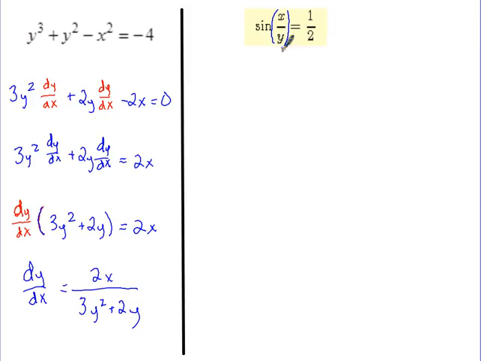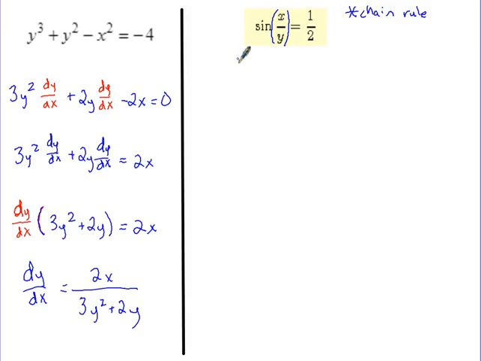I do want you to notice, though, this is technically two functions. I have a function on the outside, which is sine, and a function on the inside, which is x over y. So this is actually going to be a chain rule. I'm going to take the derivative of the outside with the regular inside, then times the derivative of the inside. So notice, my dy dx isn't going to kick in until I take the derivative of the inside, because that's the only place it has my y. So, let's start with the regular chain rule.